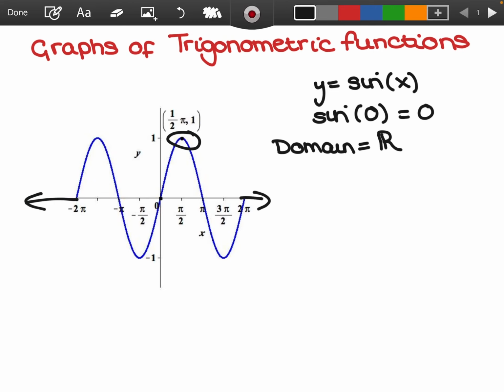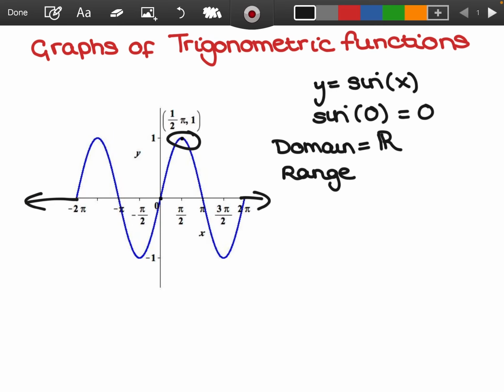This graph carries on in both directions. We've only done it between negative 2 pi and 2 pi here. But if you think about it, I can go around my unit circle in the positive and negative directions as many times as I like. It doesn't matter, I just end up with coterminal angles. So I can have 0, 4 pi, 6 pi, 8 pi. I can keep going around this circle. So my domain is all real numbers.